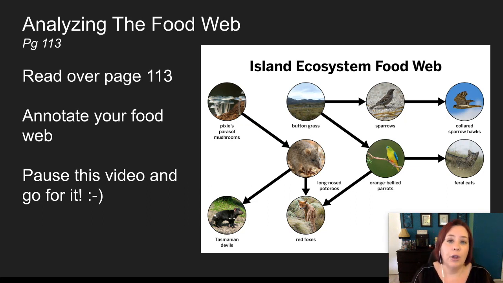So you want to indicate population increase, decrease, or stable. You want to indicate if there's data. And I would even put some annotations on there that indicate if it's good evidence, bad evidence, or maybe the locations, just some of my ideas. So go ahead, annotate your food web, pause the video, and go ahead and do that. And then we'll come back together and I'll show you how I annotated my food web, okay? So pause the video now.